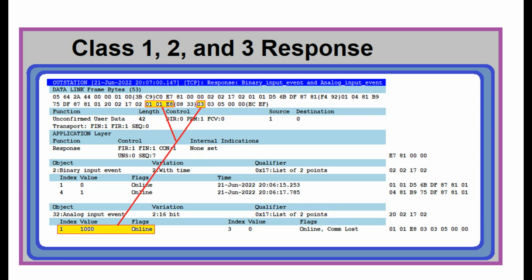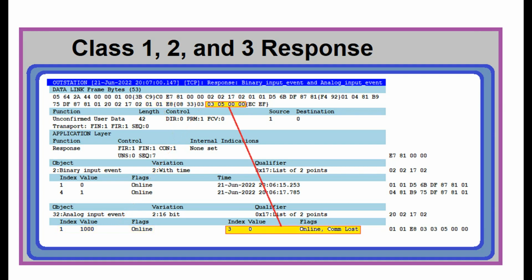The first event starts with the point index 1 and flag octet 1 for online. The value is a hex E803 or decimal 1000. Note we have another CRC code between the two value octets.